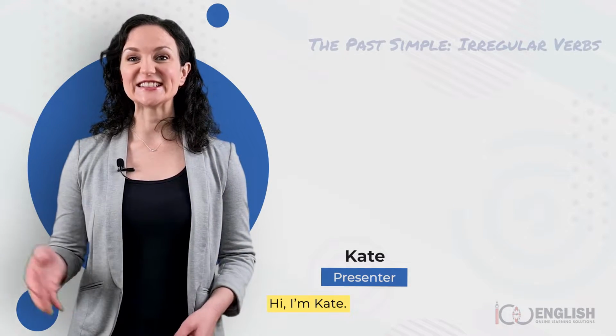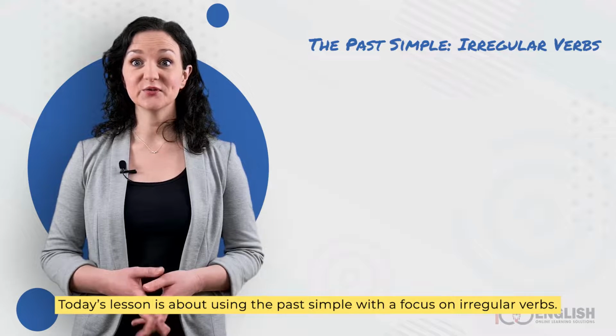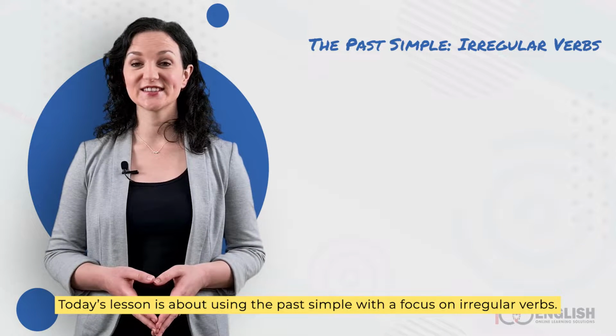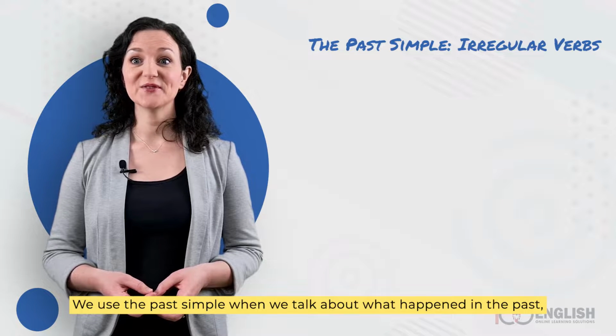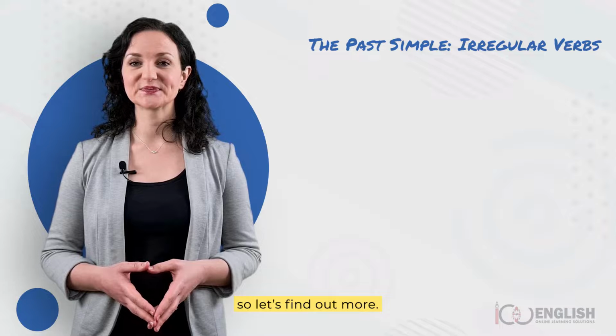Hi, I'm Kate. Today's video lesson is about using the past simple with a focus on irregular verbs. We use the past simple when we talk about what happened in the past. So let's find out more.